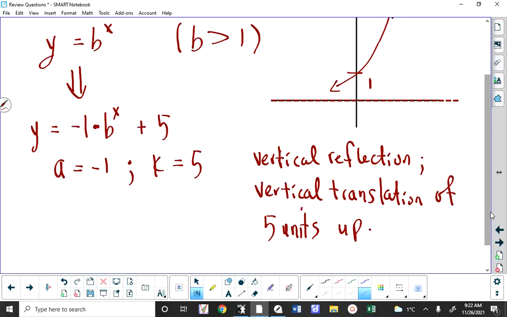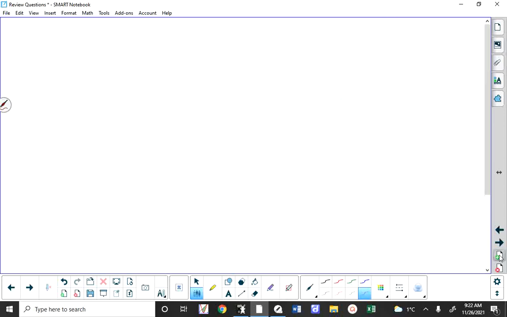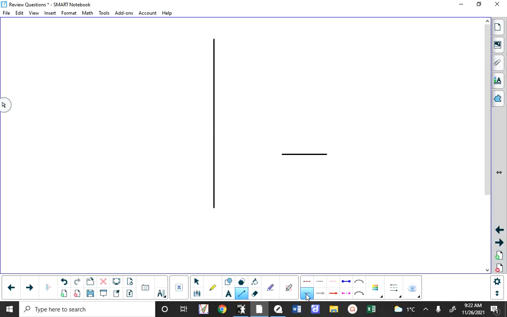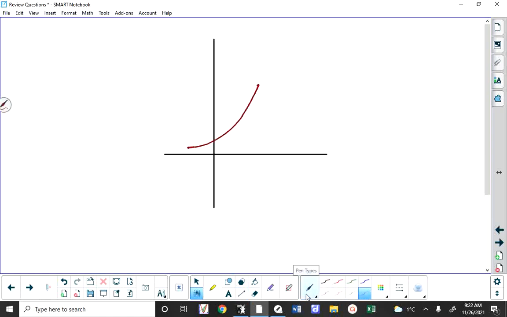Now I've painted myself into a corner here, so if I were to have written this on a diploma exam or an exam, I would now redraw this graph somewhere. And anticipating what's going to happen here, I would leave enough room on the axes. I would redraw this graph, and I would say this is y equals b to the x.